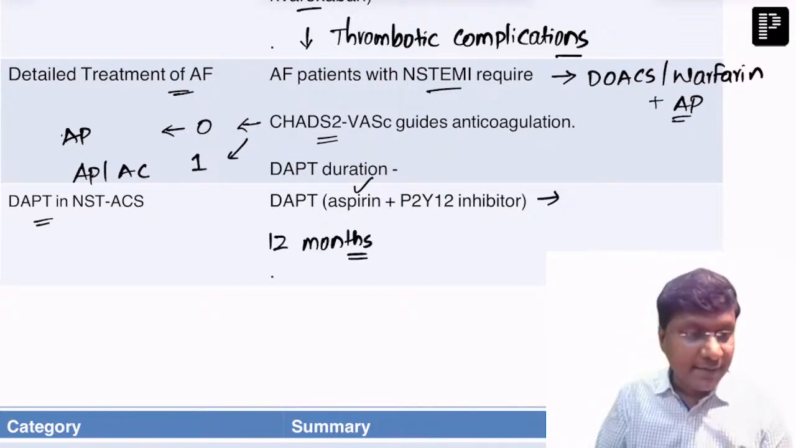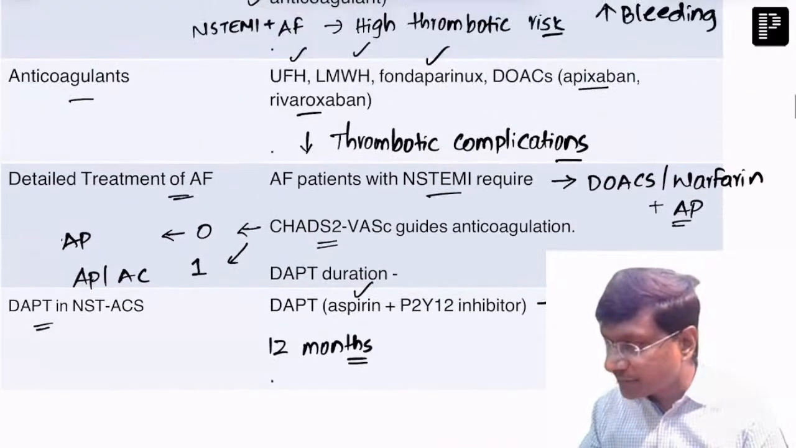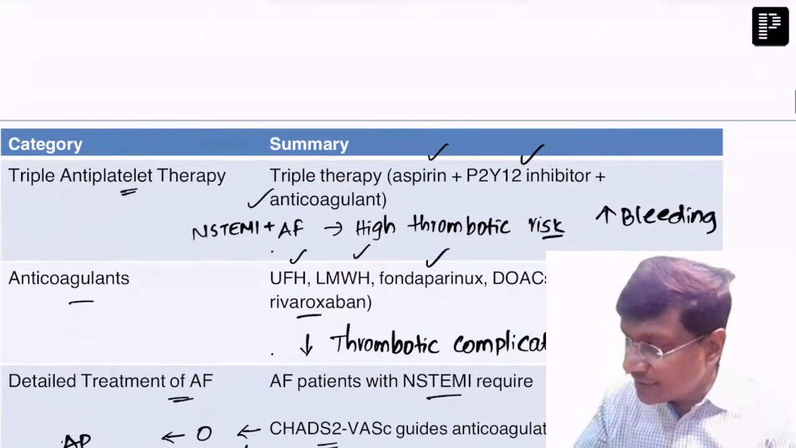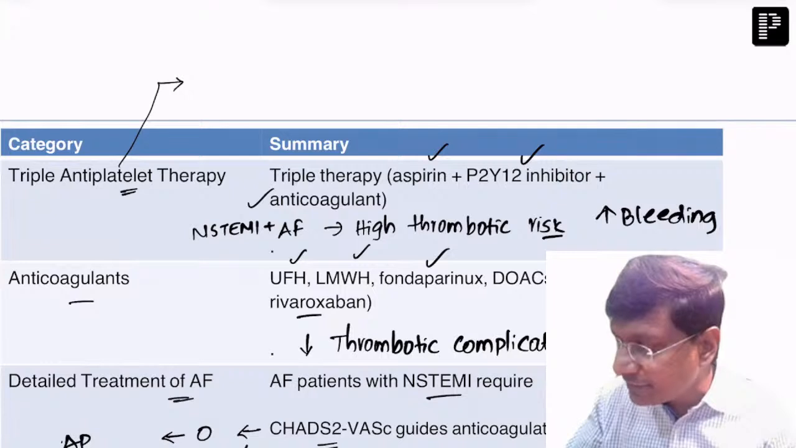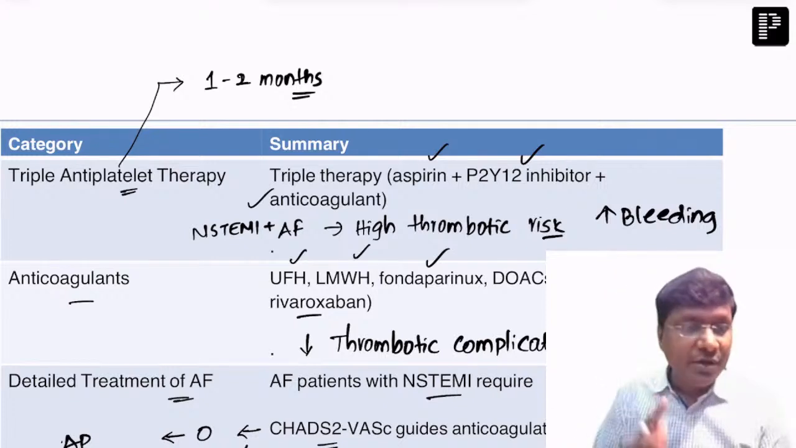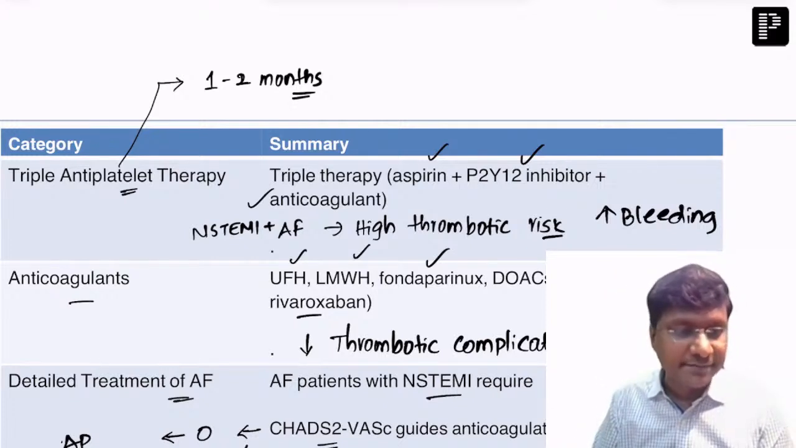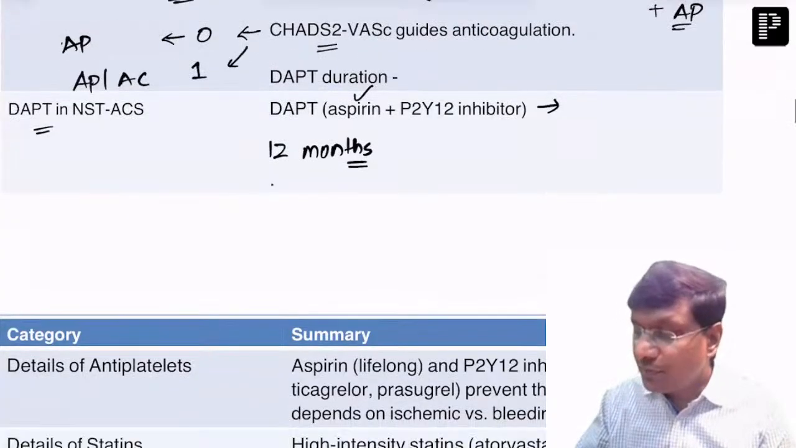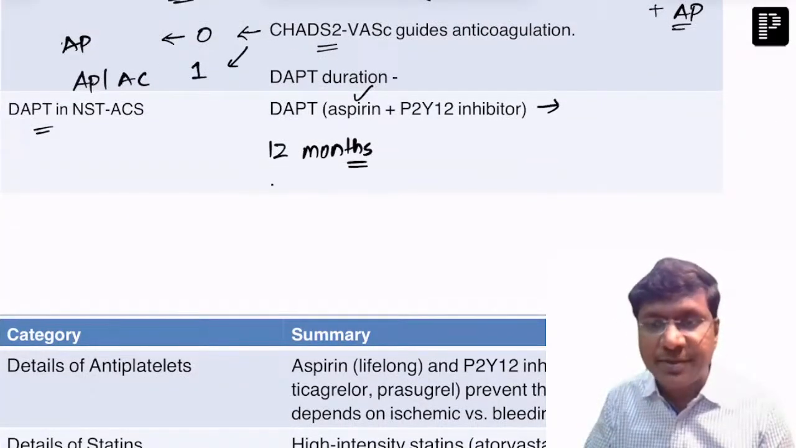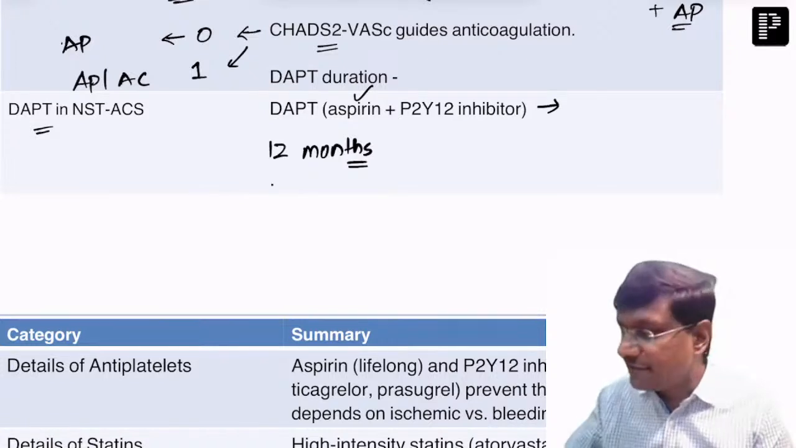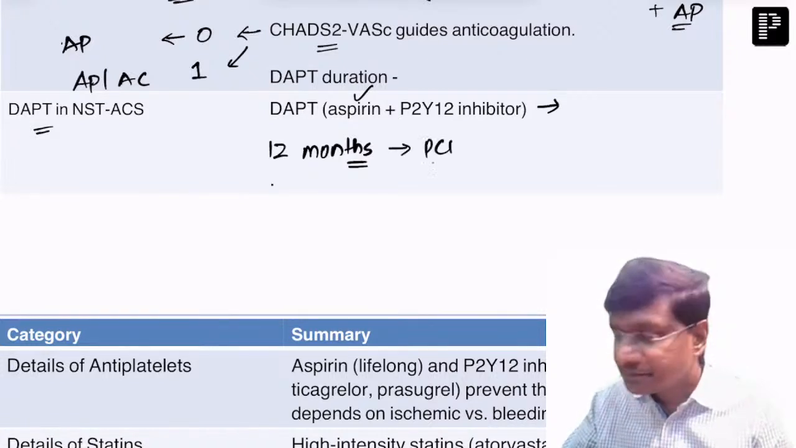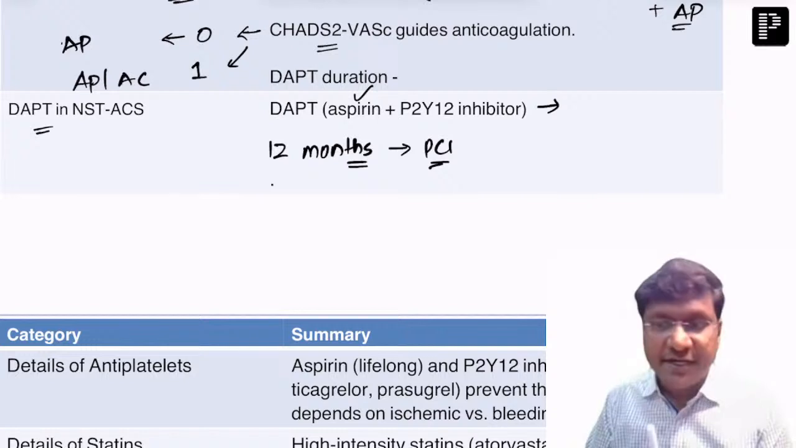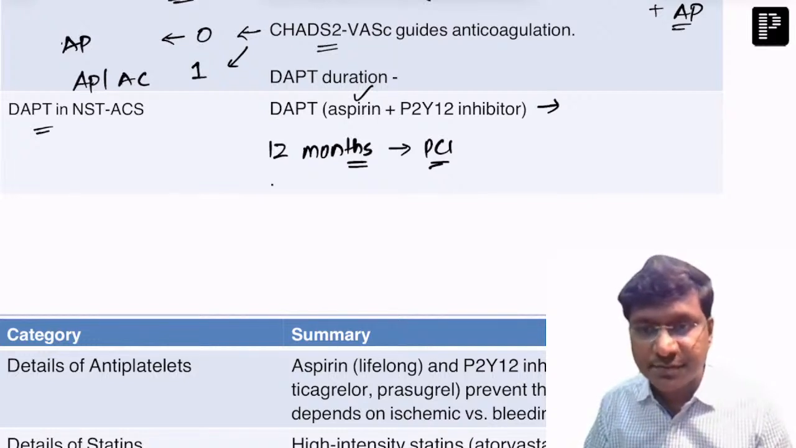Okay. Right. Then, yes, Alina, what is the duration of the triple therapy? The triple therapy should be given for 1 to 2 months. Right? And what is the reason? Because there is increased risk of bleeding. Next. Whereas dual antiplatelet therapy should be given for nearly around 12 months if PCI is performed.